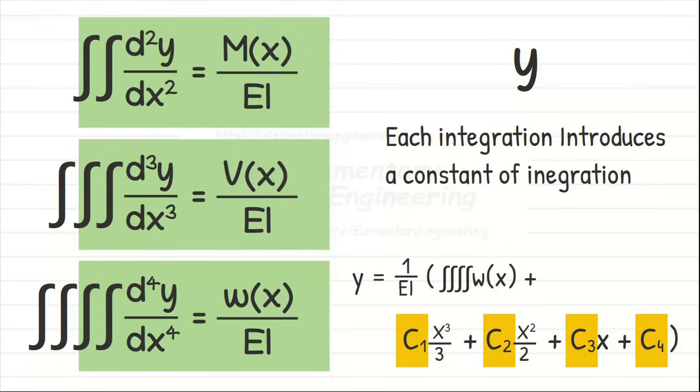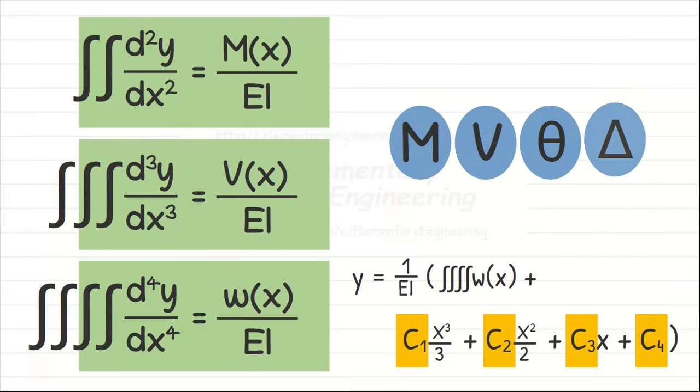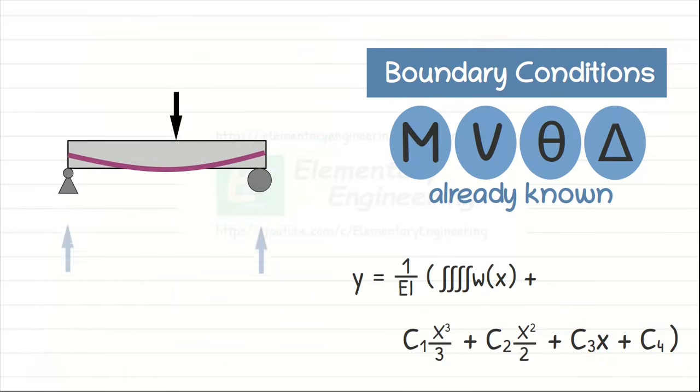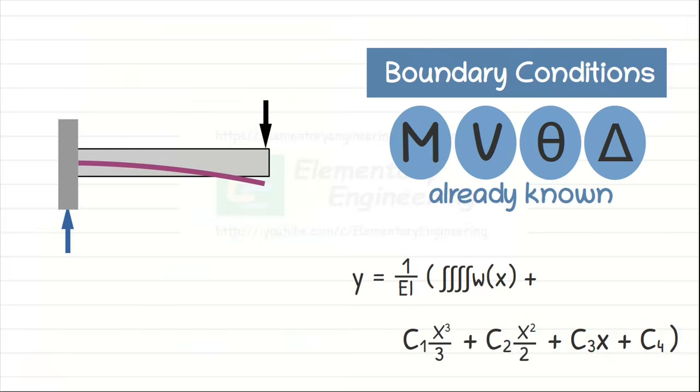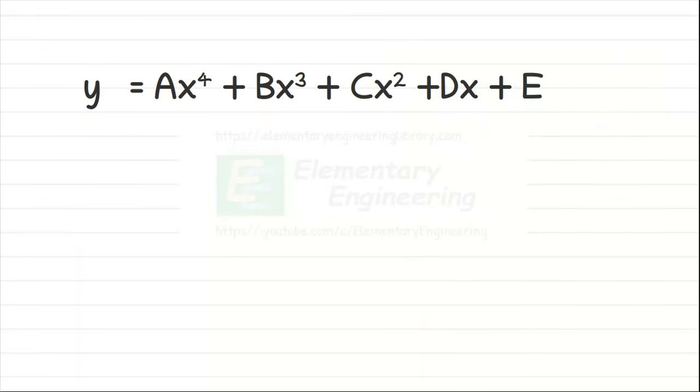To find the actual values of these constants, we have to look at specific known physical points on the beam where the shear, moment, slope, or displacement are already completely obvious to us. These known values are called the boundary conditions. For example, at simple supports, the deflection is 0. At a fixed support, both deflection and slope are 0. Once all the constants are determined, we obtain the complete equation of the elastic curve.